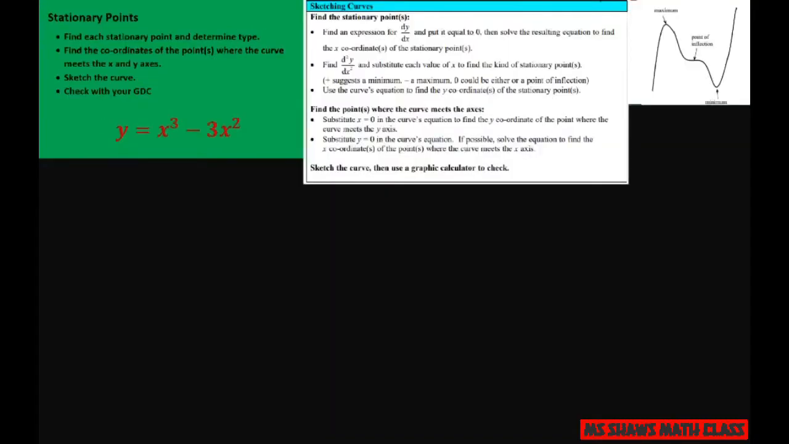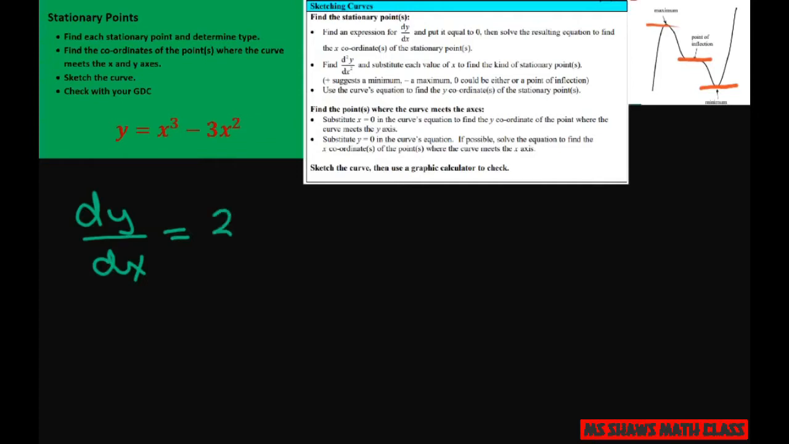So our 3 types of stationary points are this maximum, minimum, and point of inflection, where the gradients are 0 here. And the way we do that is we follow these steps. So the first thing we're going to do is find our derivative of y with respect to x and set it to 0. And then we can find our stationary points.